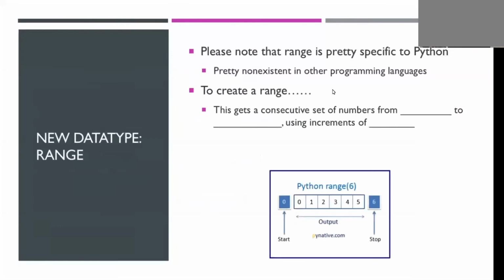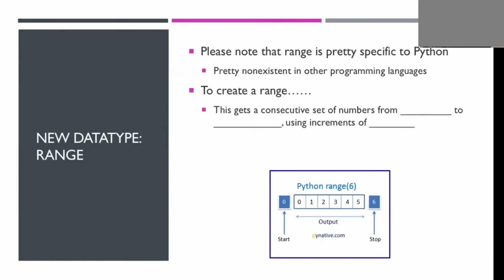Today now, we're going to talk about a new data type, and this is range. Range is specific to Python. There's not really a range data type in other languages, like for example, Java and C++. So you're going to see this once in Python. If you're planning to do your portfolio in Python, you might find this useful. Otherwise, if you're going to use a different language, that's perfectly fine too.